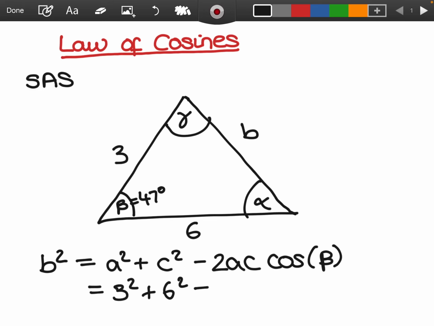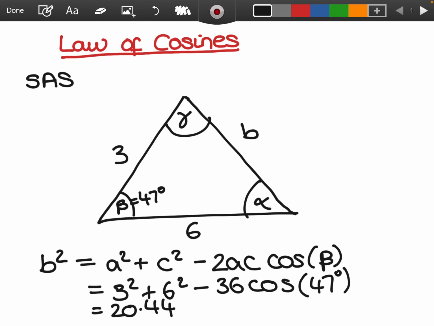So a is going to be 3, c is 6, then 2 times a times c is going to be 36 cosine of 47 degrees. If you plug all of that into your calculator, you should get 20.44805, and that tells me that when I square root that, remember we need the positive square root, it's roughly equal to about 4.5. Okay, so I've now got b using my law of cosines. Now the question is, what's alpha and what's gamma?